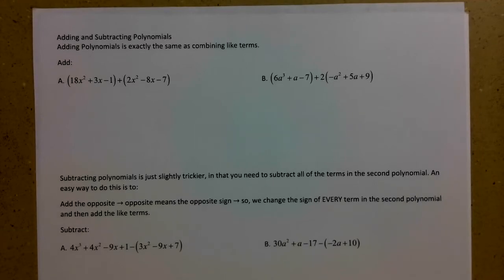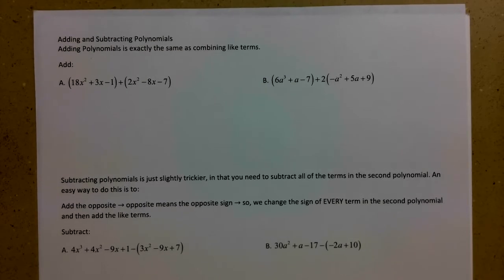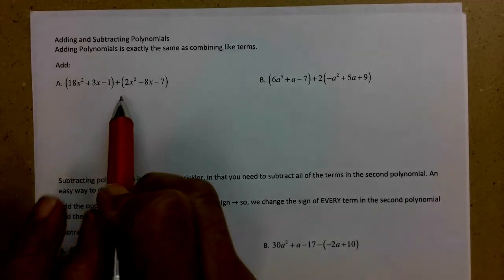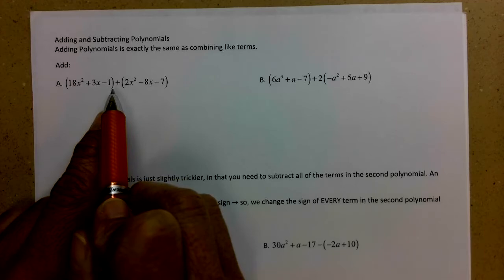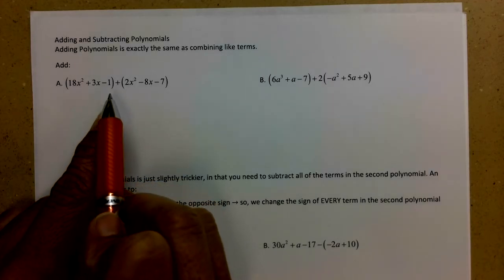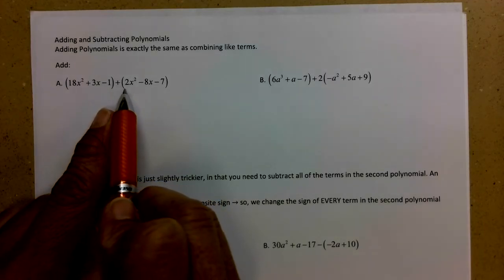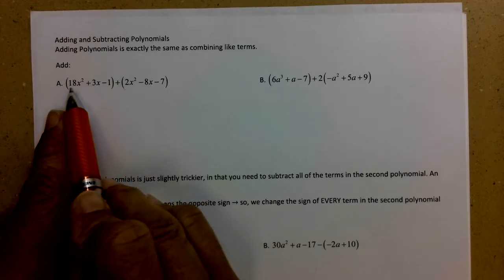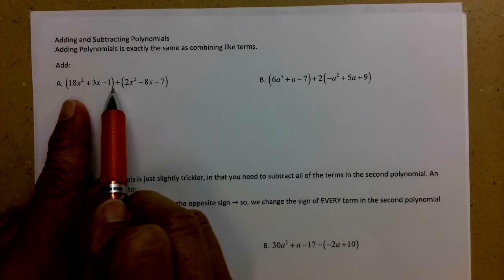So adding and subtracting polynomials, well, adding is exactly the same thing as combining like terms. So if you can combine like terms, you can add polynomials. I'm going to just point out, we can make it look a little bit trickier because we're mean that way sometimes by putting the extra parentheses around your polynomials. But I just want you to notice, so here's the first polynomial wrapped in parentheses.